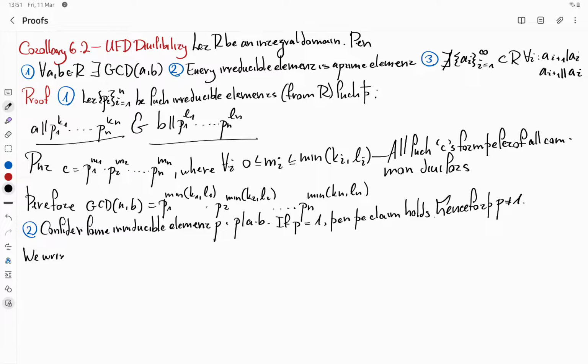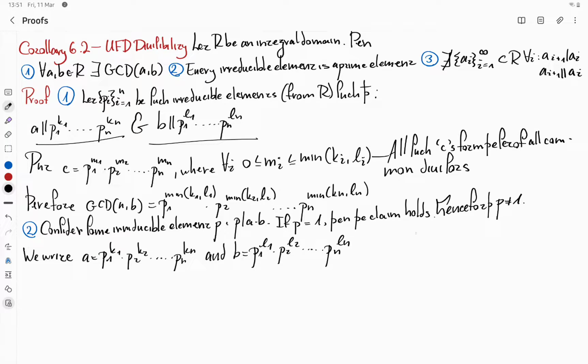we write, and because we are working on a unique factorization domain, A is equal to some factorization of irreducible elements. So we have Pi to Ki: P1 to K1 times P2 to K2 times the dots times Pn to Kn, and B is equal to P1 to L1 times P2 to L2, etc., all the way to Pn to Ln.